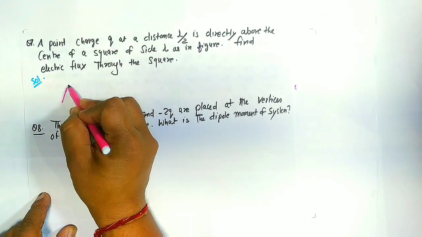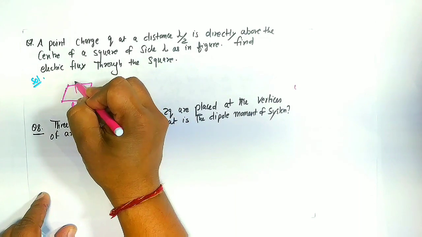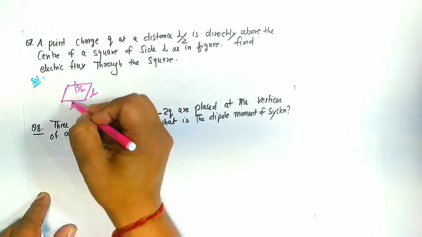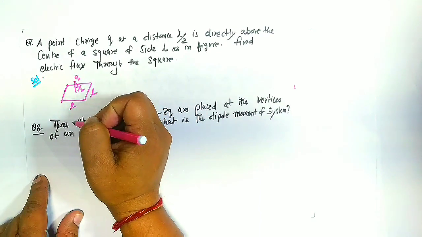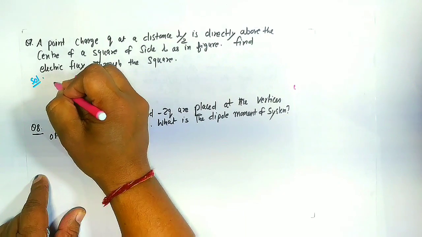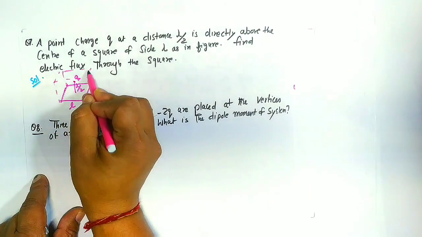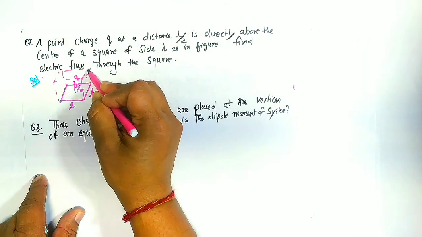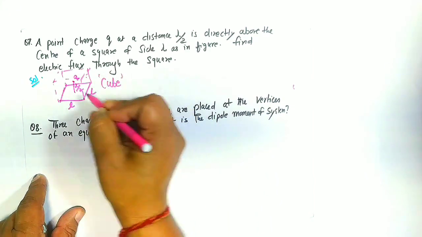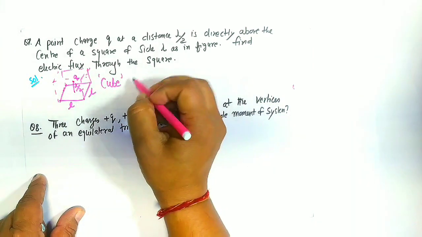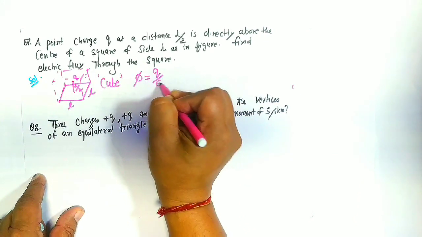If this is a square of length L and there is a charge here at L by 2, do you know what happens? This charge is kept here, so you have to enclose it, because flux comes from the enclosed surface. So what we will do is draw another surface on top of it, symmetrically. Do you know what it forms? It forms a cube. A cube encloses the charge. So the flux through this complete Gaussian surface, you know, is Q by epsilon naught.